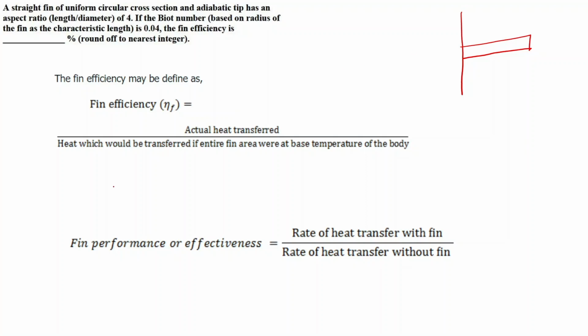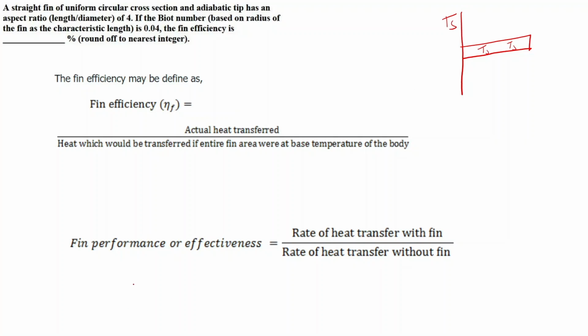So here they are defined: the fin efficiency is the actual heat transferred divided by the heat which would have been transferred if the entire fin were at the base temperature of the body. Okay, so if my body's temperature is Ts, then the heat that would have been transferred if the entire fin were at the base temperature of the body, that means this entire fin should be at Ts. So if such is the case, my heat transfer would be very efficient.